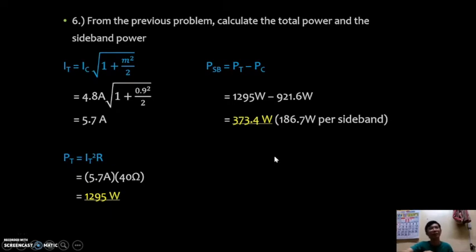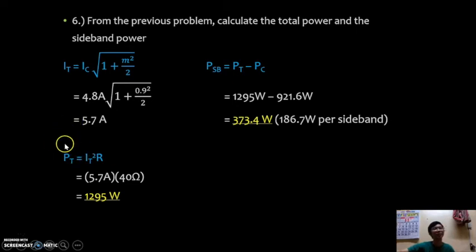So from number 5, we are asked to calculate the total power and the sideband power. For this question, we need these formulas. I sub t is equal to I sub c multiplied by the square root of 1 plus m squared over 2. Substitute accordingly. I sub c is 4.8 amperes, m is 0.9, and the total current is 5.7 amperes.